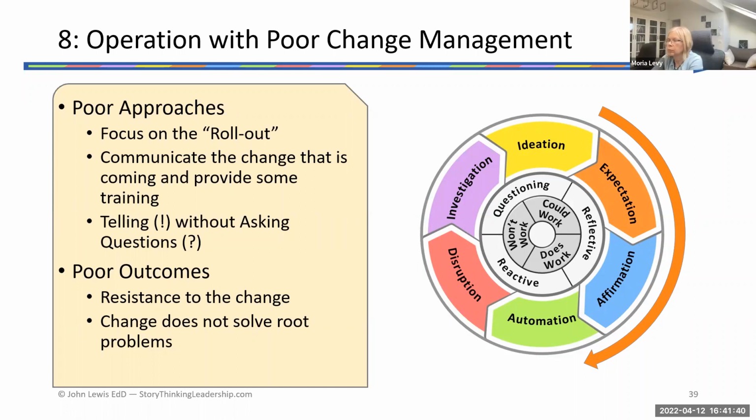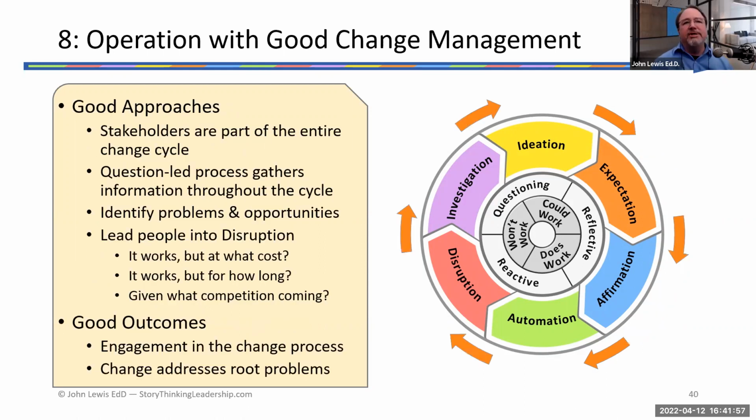And first off, we want to find any people that are resisting change. Any change resistors? Let's identify them and put them on a list. This is not good change management. It's telling them this is the change that's coming. Of course, there's resistance when we try to do it this way. But good change management recognizes where people are.